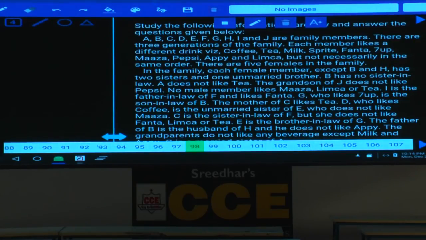Then in the family, each female member except B and H. Now except B and H, each female member. That means, tell me whether these B and H are males or females. They are also females. Except B and H, the remaining female members, isn't it? Except these 2 girls, the remaining girls. And all these 2 persons are also girls, isn't it? Except B and H, the remaining girls have 2 sisters and 1 unmarried brother.